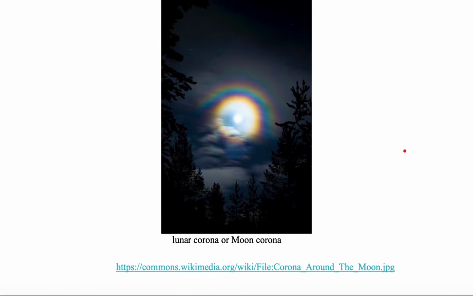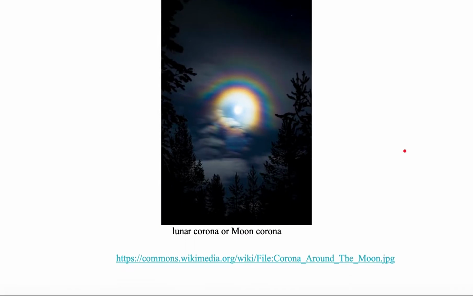The third one is when you look up sometimes in the night sky and there is a cloud layer between you and the moon, and that cloud layer has water droplets on it. And what you end up seeing is these rings or halos around the moon. That's what we refer to as a lunar corona or a moon corona.